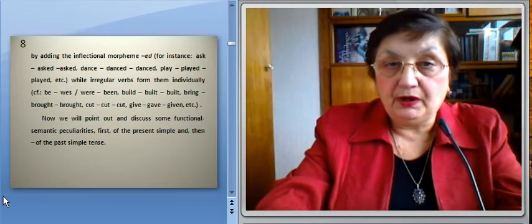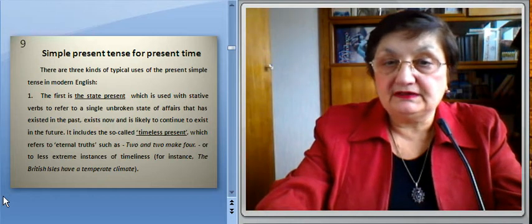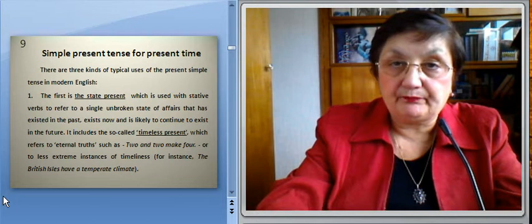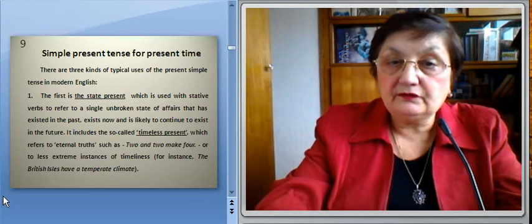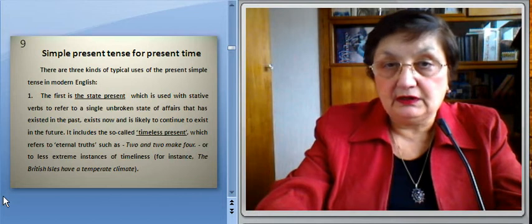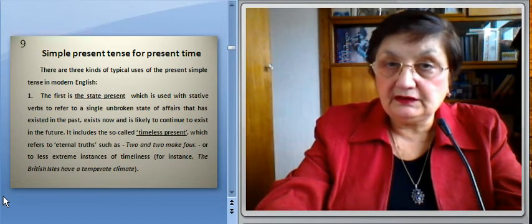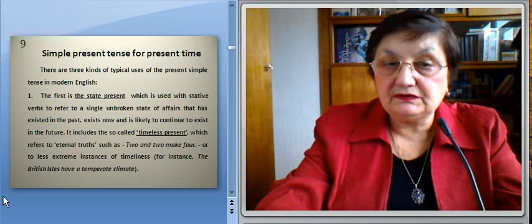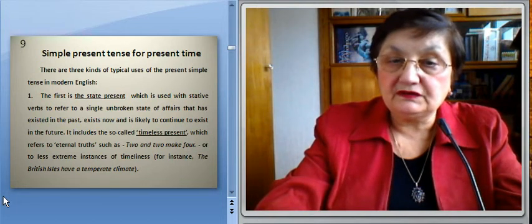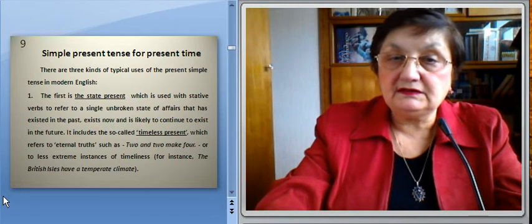We'll begin with the simple present tense when it expresses the present time. There are three kinds of typical uses of the present simple tense in modern English. The first is the state present, which is used with stative verbs to refer to a single unbroken state of affairs that has existed in the past, exists now, and is likely to continue to exist in the future.